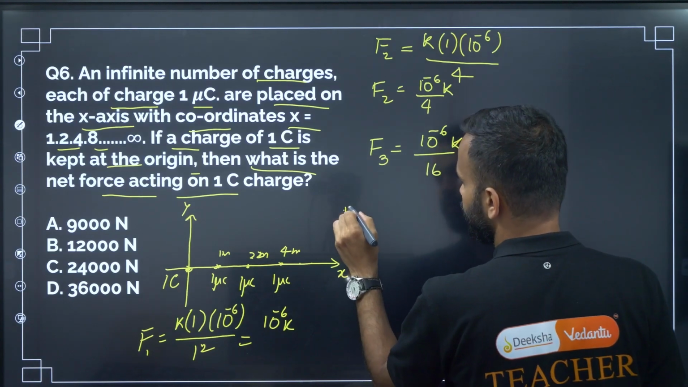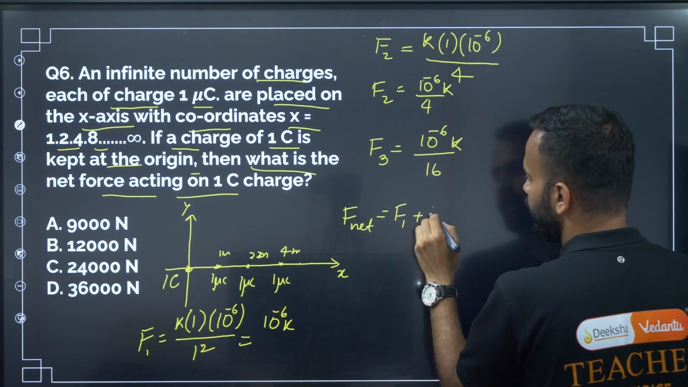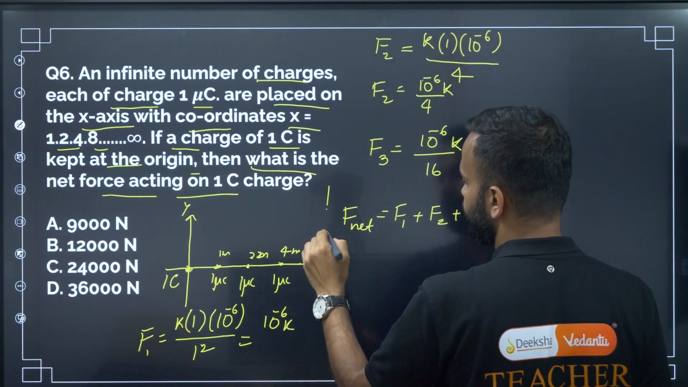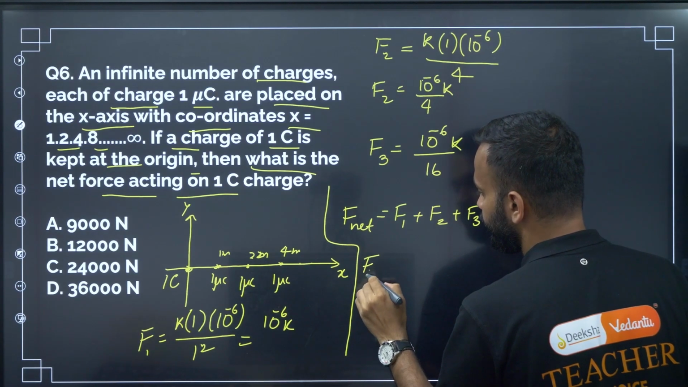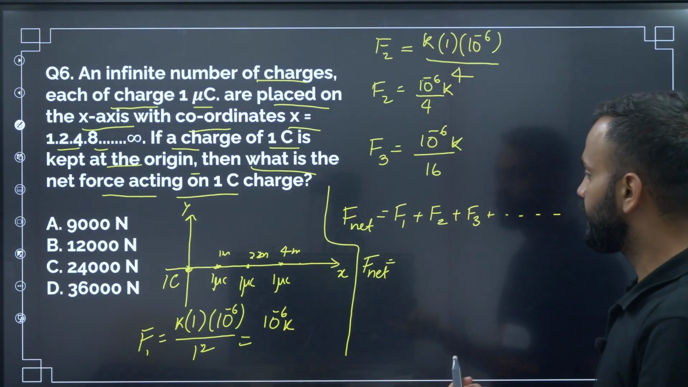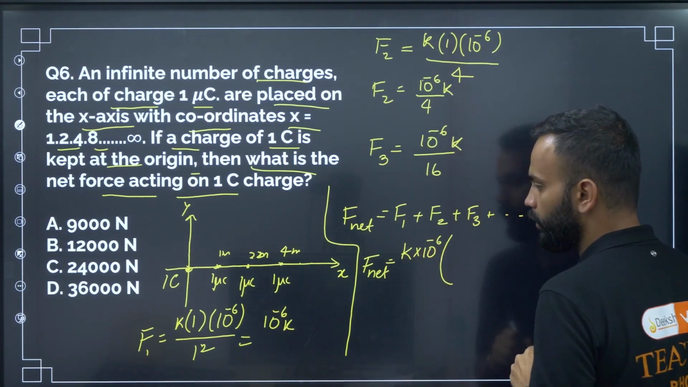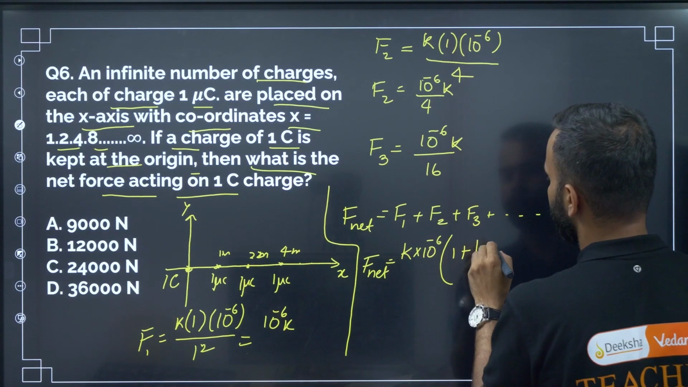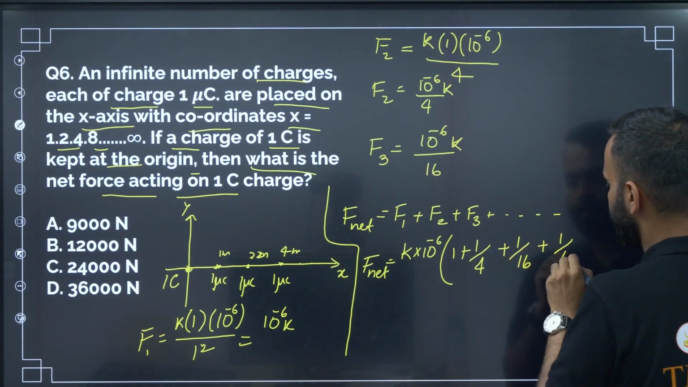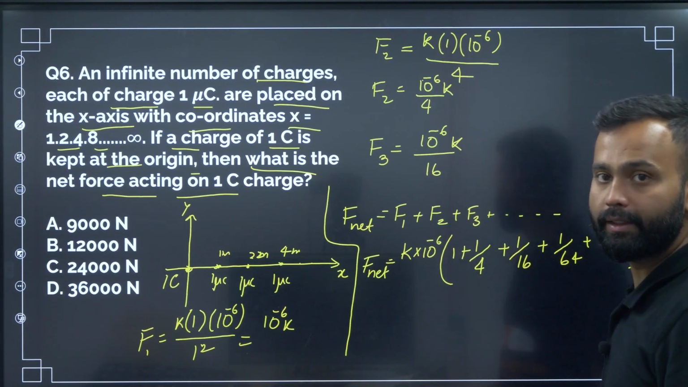So now we need to find the net force. Net force is equal to the summation of all the forces, so F1 plus F2 plus F3 and so on. So now F net is equal to, taking K into 10 to the power minus 6 as common, 1 plus 1 by 4 plus 1 by 16 plus 1 by 64 and so on. So this is an infinite series.